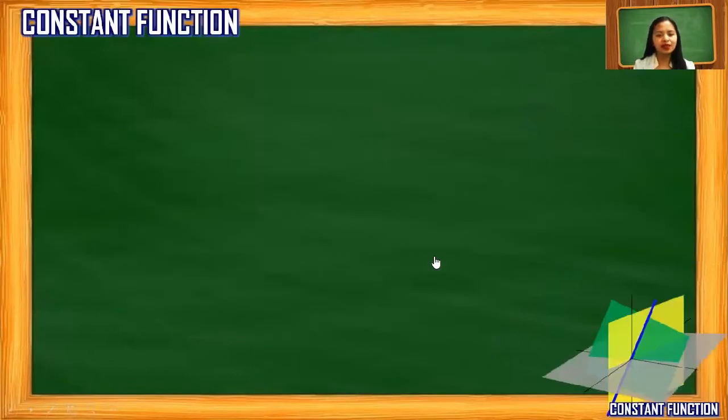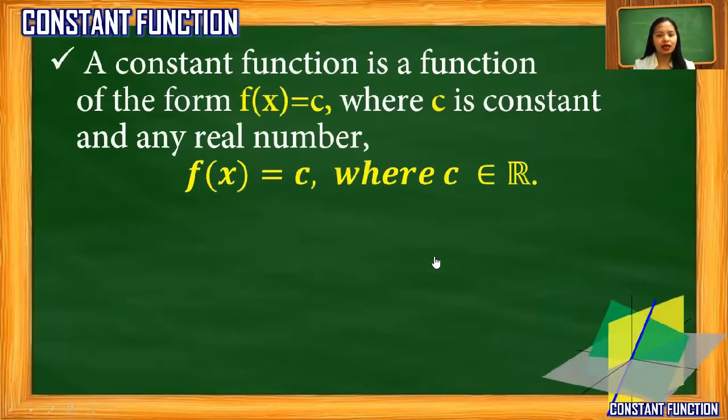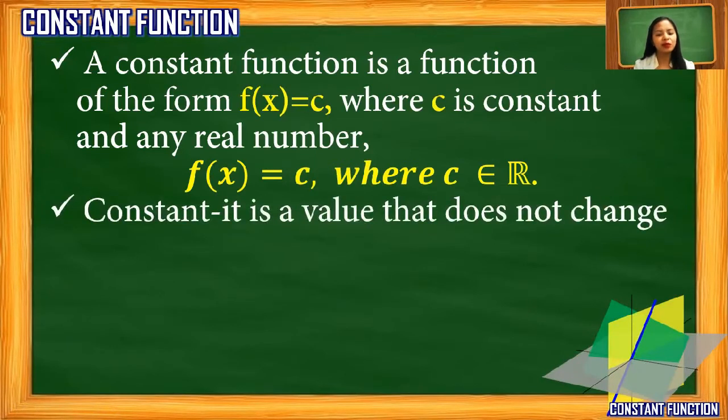Now, what is a constant function? A constant function is a function of the form f(x) = c, where c is a constant and any real number. And that can be represented as f(x) = c, where c is an element of the real numbers. And when we talk about constant, it is a value that does not change whatever happens.